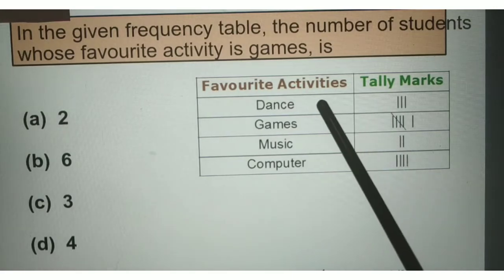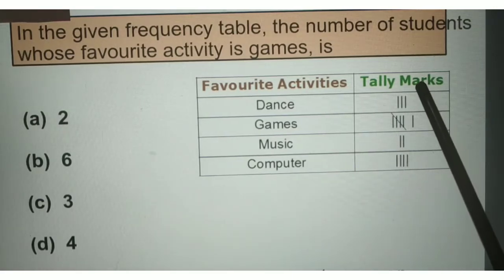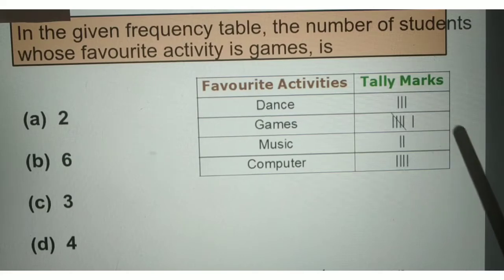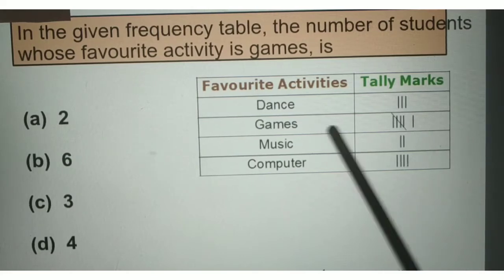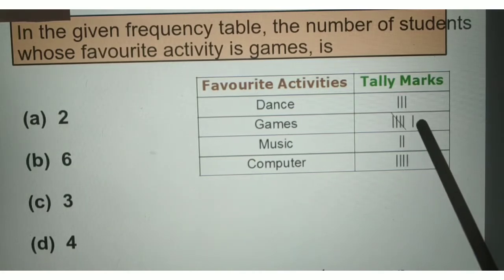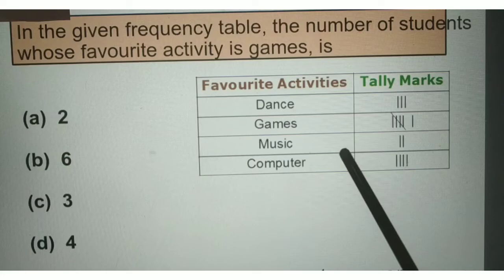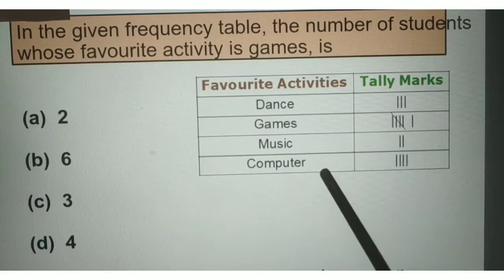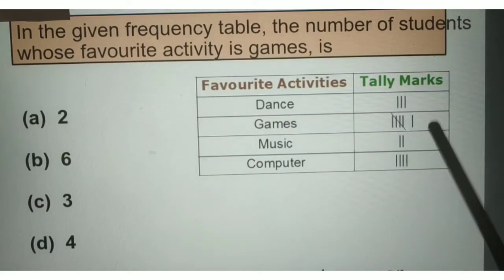How many students like dance? See in tally marks, only 3 students. What about games? These symbols represent 5 students, 5 and 1, 6. Music, 2 students, computer, 4 students.